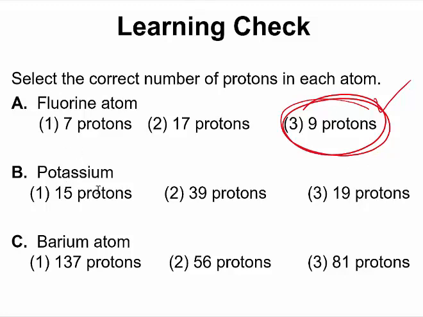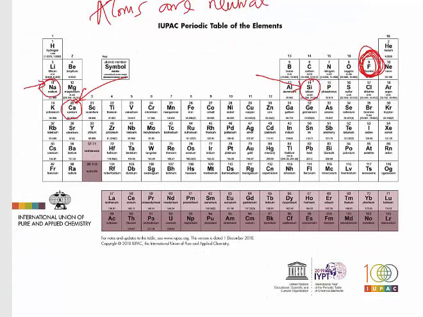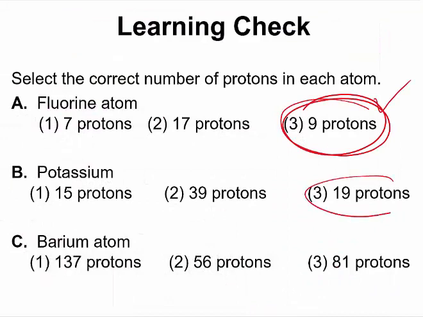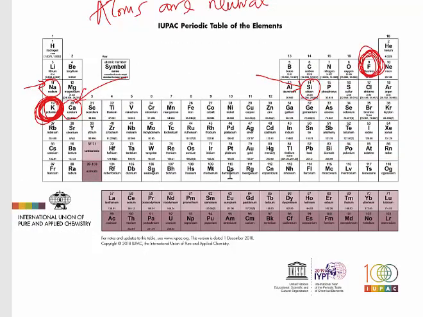Potassium has how many protons? Again, we need the periodic table. Potassium has 19 protons because the atomic number is 19. And barium atom, again, let us take a look at the periodic table. Barium has 56 protons.